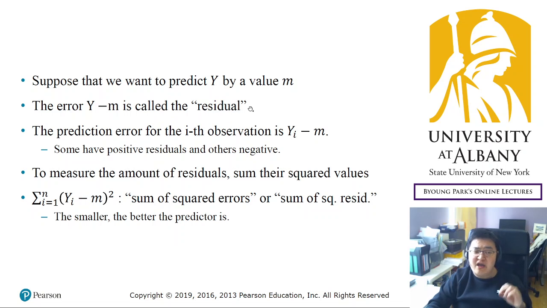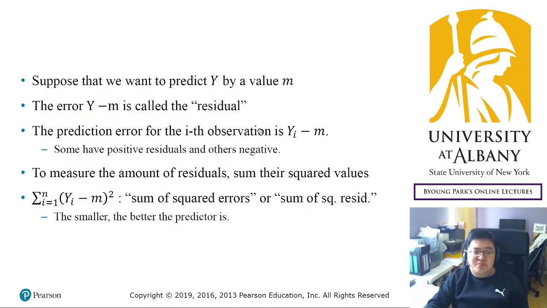And by the way, we have n observations, n realizations of y. So basically, you are predicting y n times. So there are n prediction errors. For the ith observation, for each realization yi, your error is yi minus m. This is your prediction error when you use predictor m.